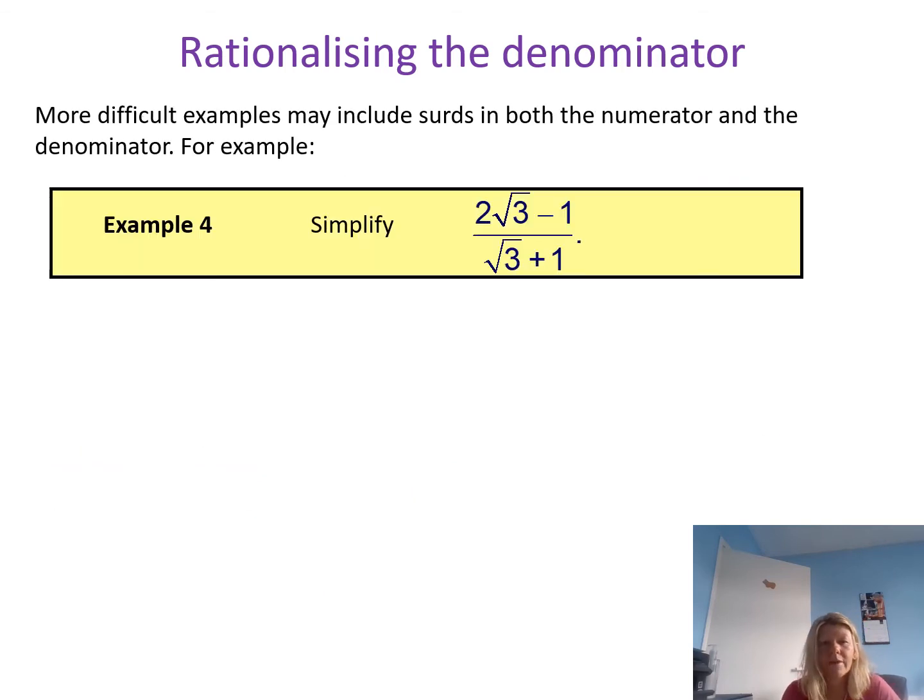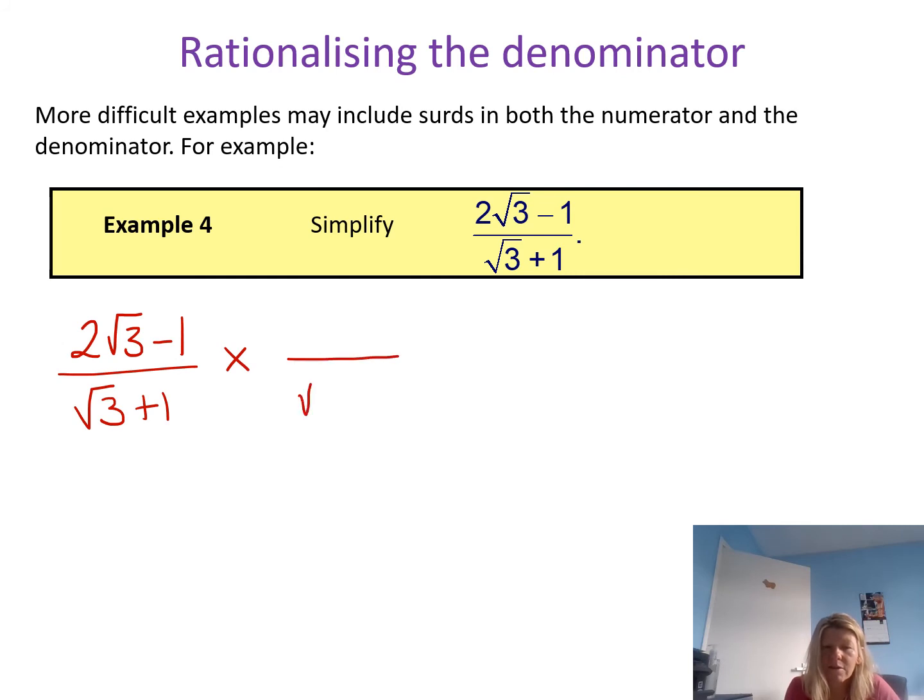Here's another. It says it's more difficult. Examples may include surds in both the numerator and the denominator. What fun. Right. Have I done any more on this one? I don't think I have. So straight writing it down. We've got 2 root 3 take 1 over root 3 plus 1. What we're going to do, I'm not writing it again, is times the top and bottom by the same thing that's on the bottom there, but with a minus in the middle.